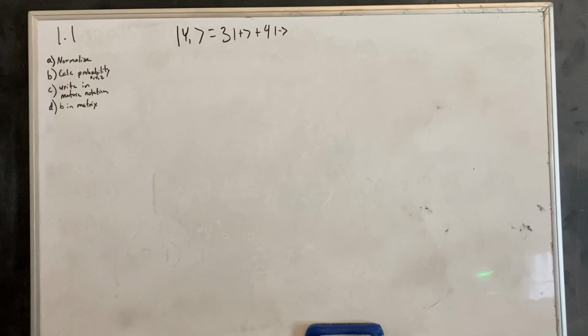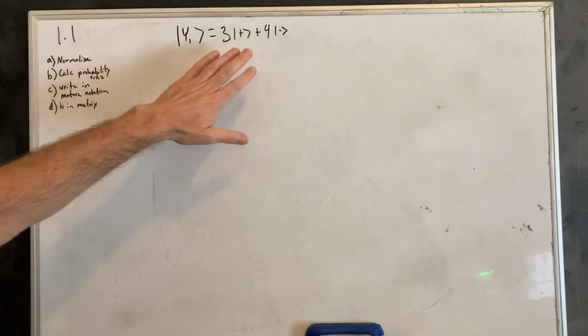All right, here we go. So this is problem 1.1 from the McIntyre Quantum Mechanics textbook. It's a really long problem, so I'm going to break it up into a few different videos. I'm going to do each state separately. So here's the first one right here.